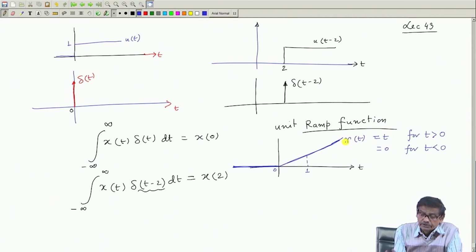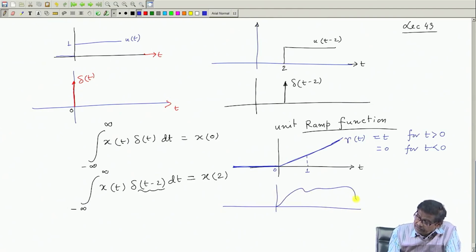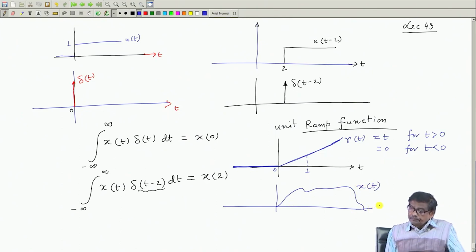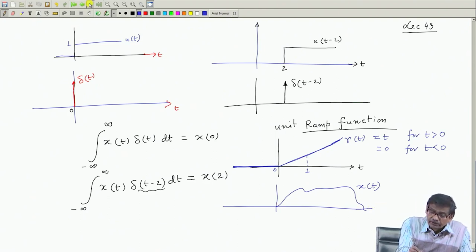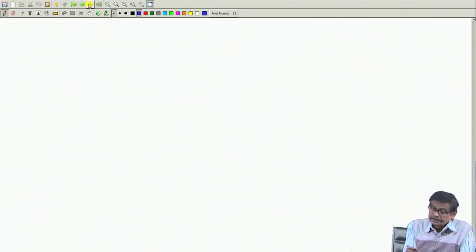So, all the functions we are considering are essentially causal signals which exist for t greater than or equal to 0. For t less than 0, the functional value is 0. Similarly, for any function which exists from t equal to 0, this is x t, this is a causal function. Okay? And the causal signals we can say also like this.